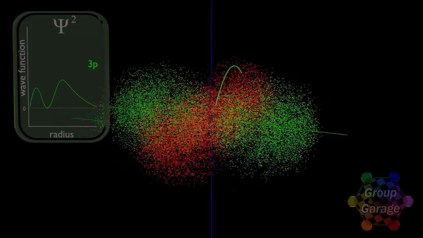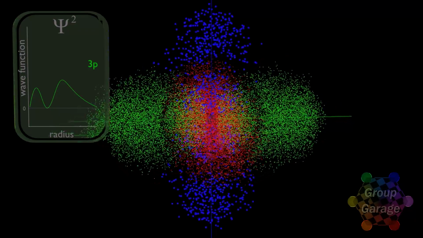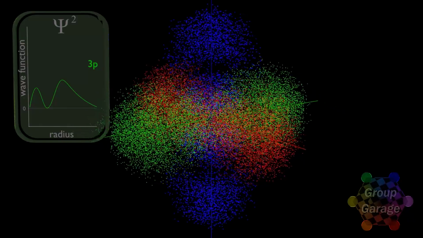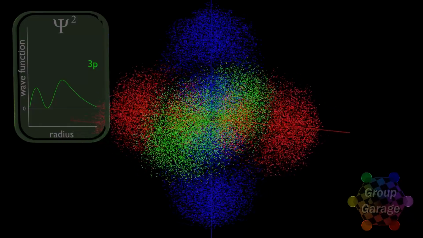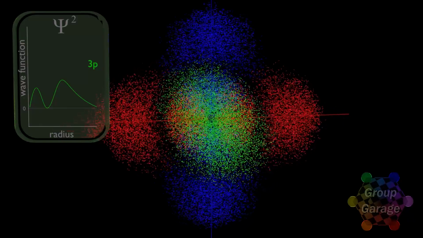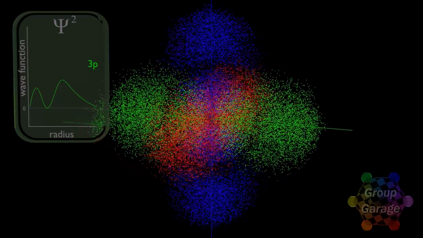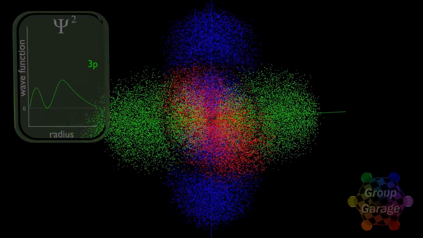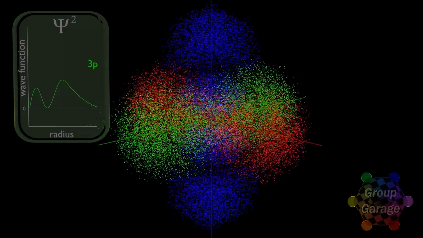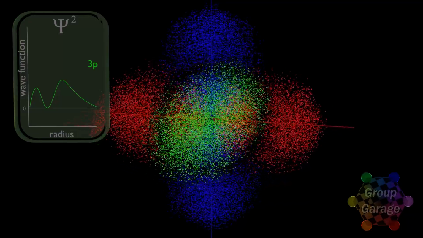For the third and final orbital, the 3pz, this orbital again is orthogonal to both the 3px and 3py. But again, the same pattern appears. A node near the center, an electron-dense region, a second node at a radius where the wave function crosses the axis, and then more electrons.